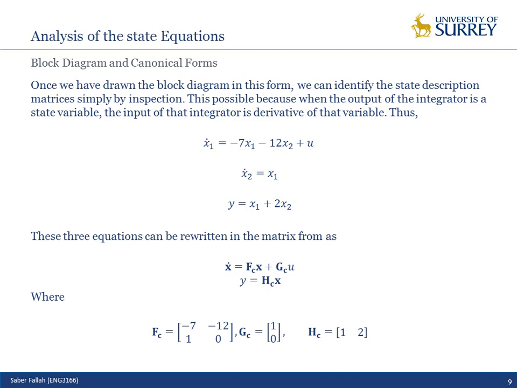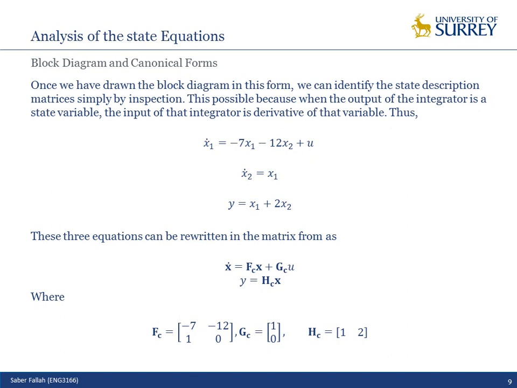If I form the canonical form, or find the system matrix, input vector and the output vector, the subscript C stands for canonical. It will be minus 7, minus 12, 1, 0, input 1, 0, H is 1, 2. Very easily, if you have the given transfer function, the first row of the system matrix is the negative coefficient of the characteristic equation. The matrix G is 1, 0, whatever. And H is the coefficient of your numerator.